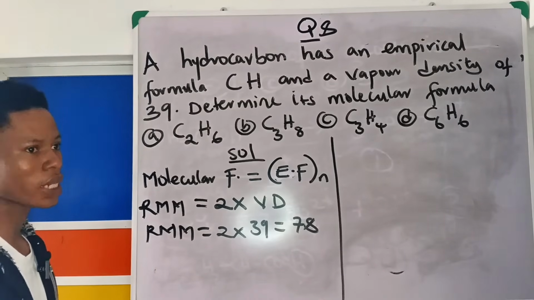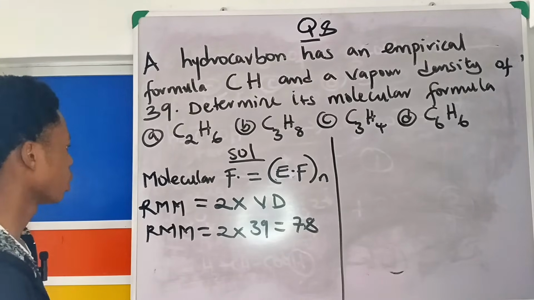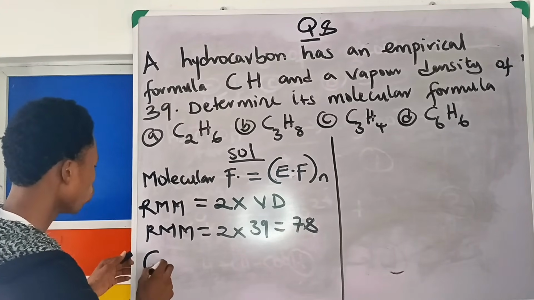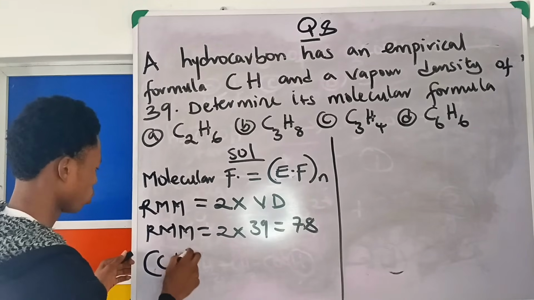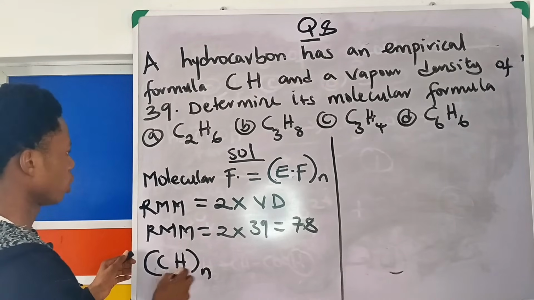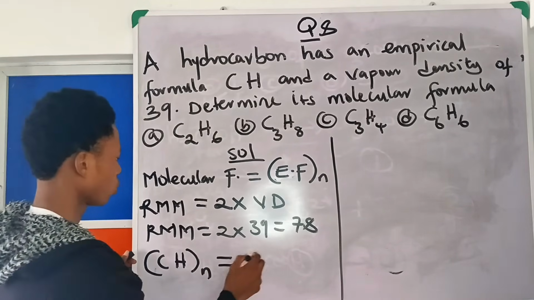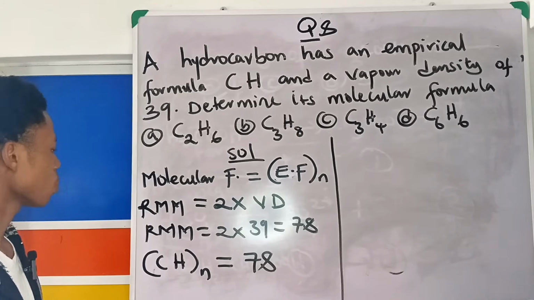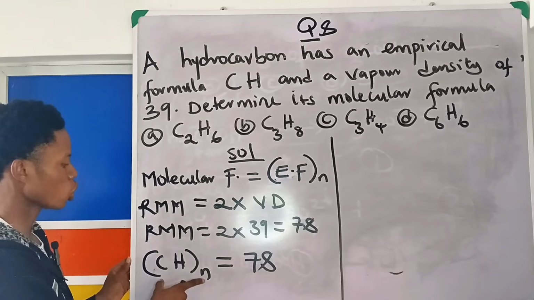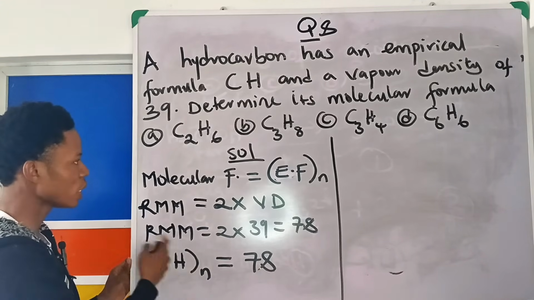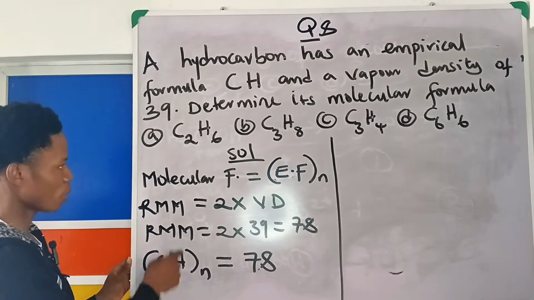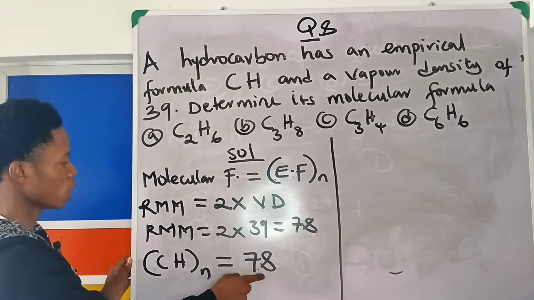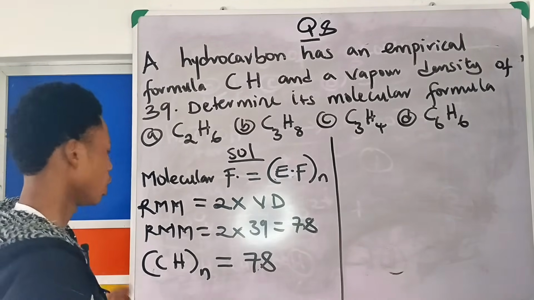So how do you get N? Now, what we have to do here is we already have CH, and this was our empirical formula, equal to 78. This is the simplest way to go about it. So CH into N equal to 78. So you are relating this now. This thing now represents the molecular formula. So the molecular formula, multiply this, is equal to this. This is the relative molecular mass.